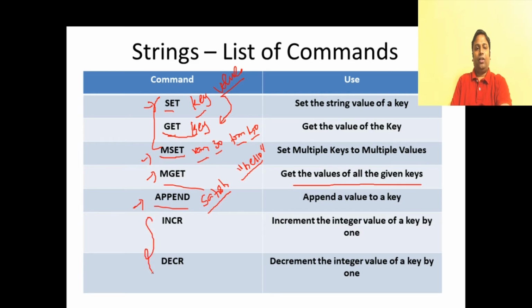Let's take a look at two more simple commands, increment and decrement. What is the use of increment? Say for instance, you have set the value for this particular user Satish to be 20, and when I increment, it automatically increments the value to 21. So it increments it by 1.